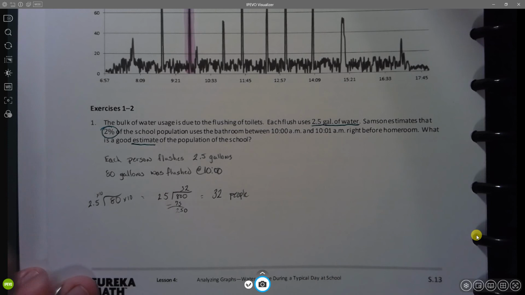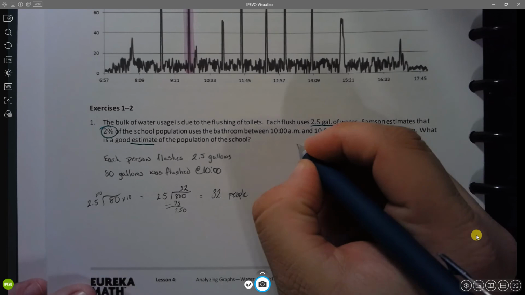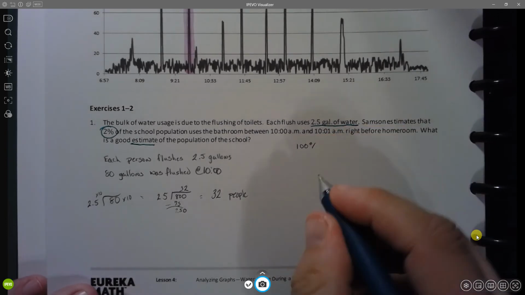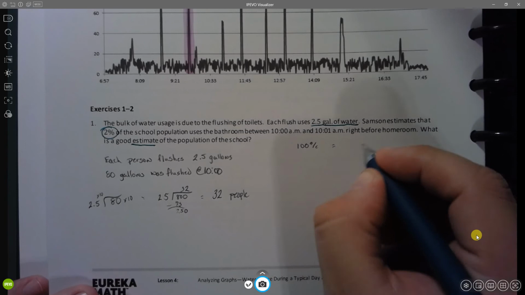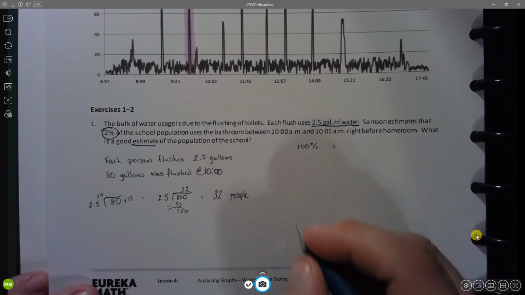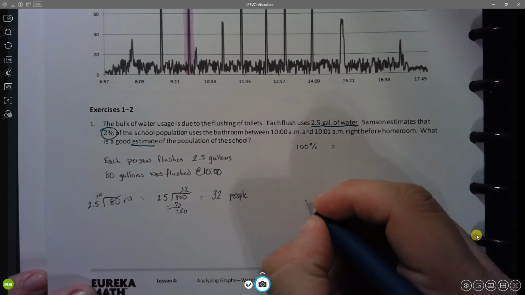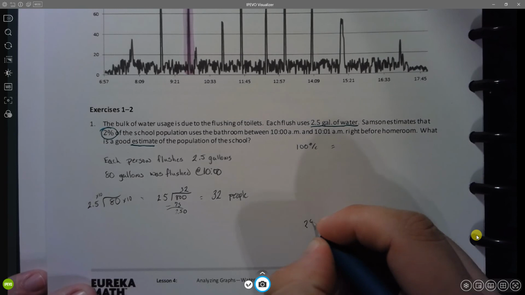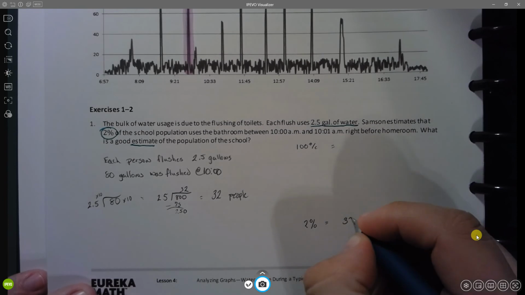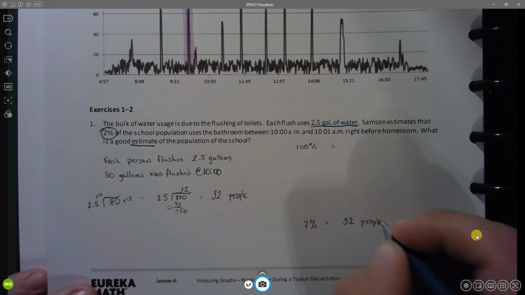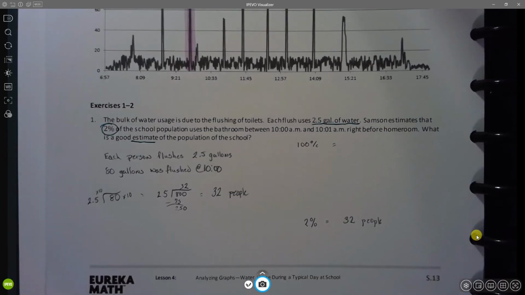Now he says that's approximately 2%. Now there's many different ways you can go about doing this. One of my favorite ways is doing this. So 100% equals, I don't know. But I know that 2% equals 32 people. So now I can do a little bit of multiplication because basically these are proportions.